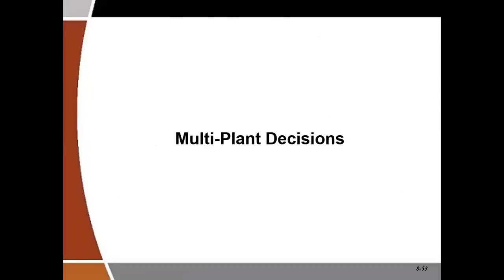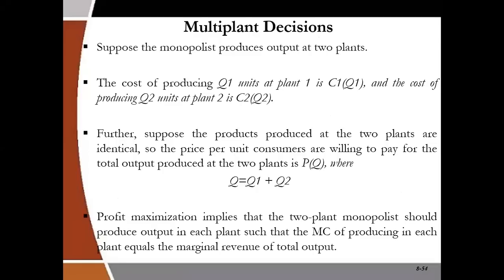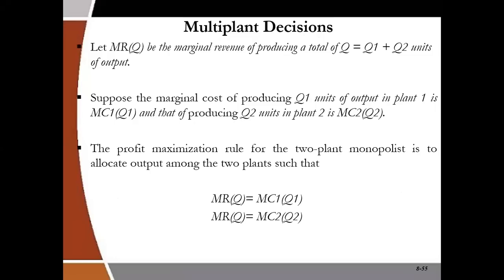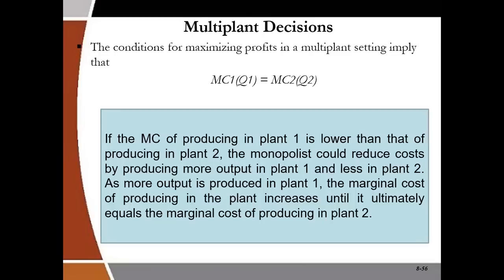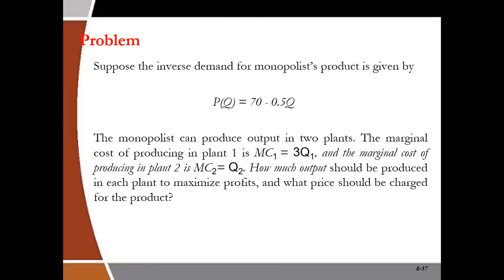The last but one thing under monopoly is multi-plant decisions. Sometimes monopolies may produce goods using 2 machines or 2 plants. When that happens, each plant will have its own marginal cost. Each plant will produce a certain amount of goods, which means the final price of the product will depend on the output coming from the 2 plants. So let's look at this example.